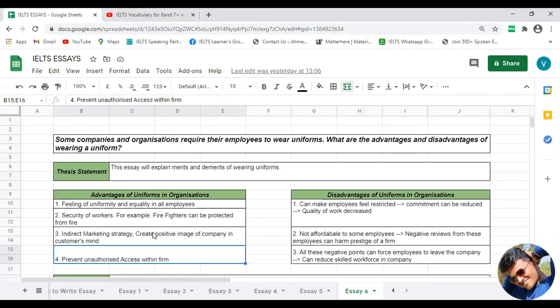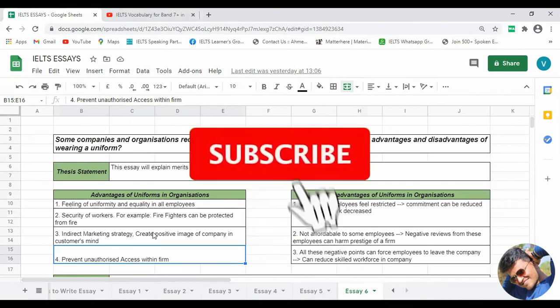Okay, so the introduction of this kind of uniform within the organization can also prevent some unauthorized access from some individuals, and that will become helpful for their growth also. So these are the advantages of wearing a uniform within the organization.